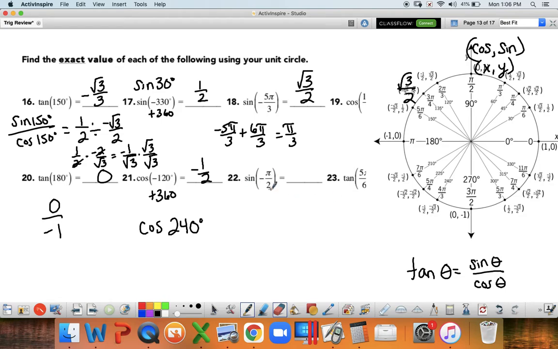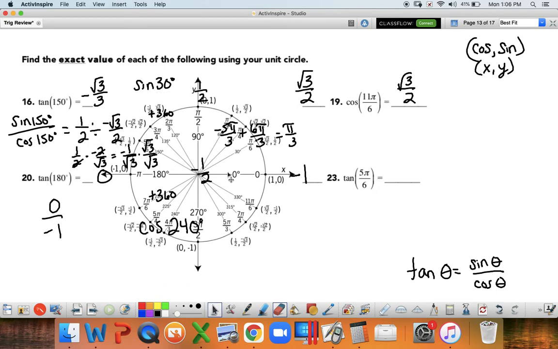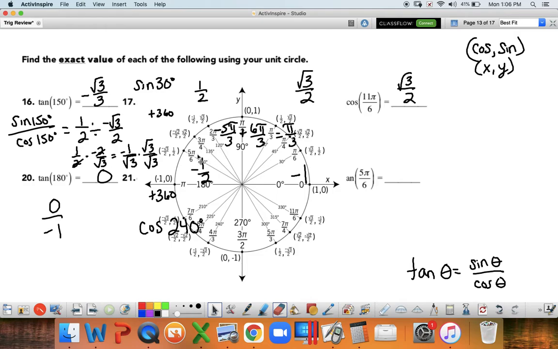Sine of negative pi over 2. If you don't like finding these coterminal angles, you can kind of count in your head, especially when it's negative pi over 2. That's just negative 90. So I'm trying to find down here the sine of negative pi over 2, which is the same as positive 3 pi over 2. So I get negative 1. And then last but not least, the tangent of 5 pi over 6. Well, here's 5 pi over 6, and I'm pretty sure we already did 150 degrees at the beginning, so I already found the tangent of this. 5 pi over 6 is the same as 150 degrees. It's just negative square root of 3 over 3.